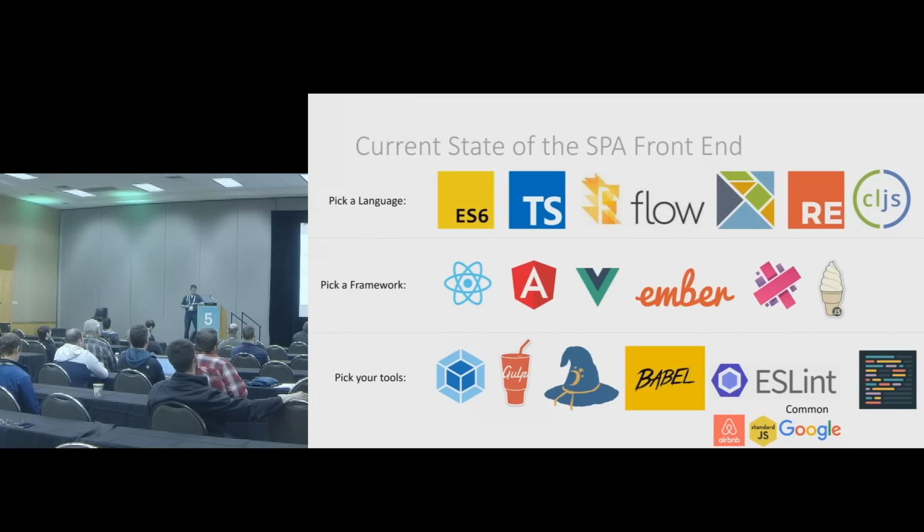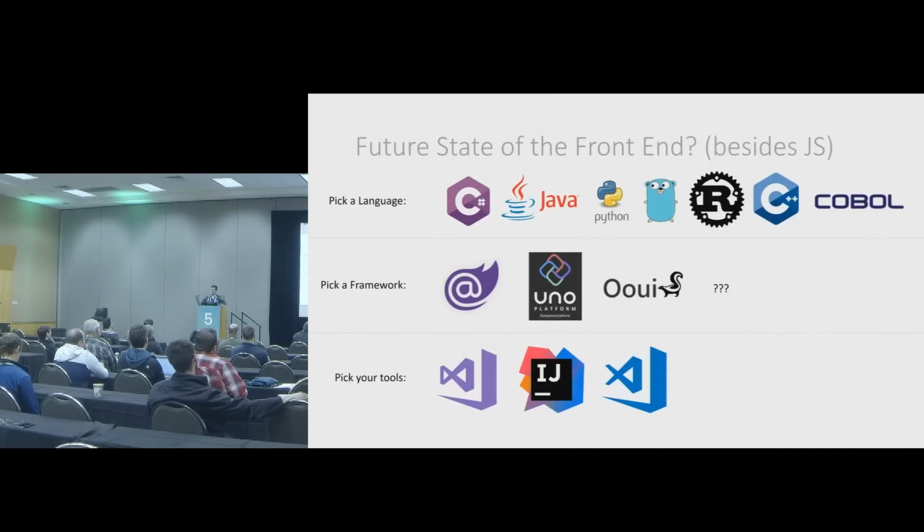So if this is the current state of the SPA front end, maybe the future state, and I will say besides JavaScript, so don't come yelling at me. I'm not saying JavaScript's going away. I'm saying besides those previous choices, maybe you have more options. So you can pick whether you want to use C#, Java, Python, Rust, Go, C++, and some sick person made COBOL running on WebAssembly because, I don't know, they like inflicting pain on the world, I guess. Sorry if anybody's a COBOL fan. I hear it pays well because not many people know it anymore.